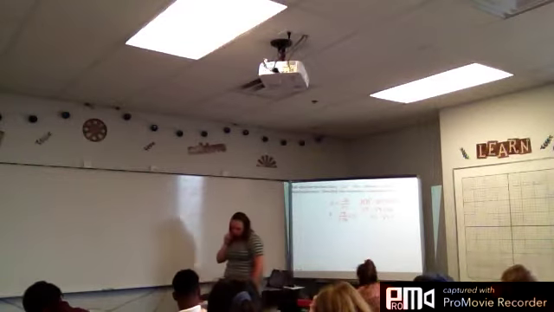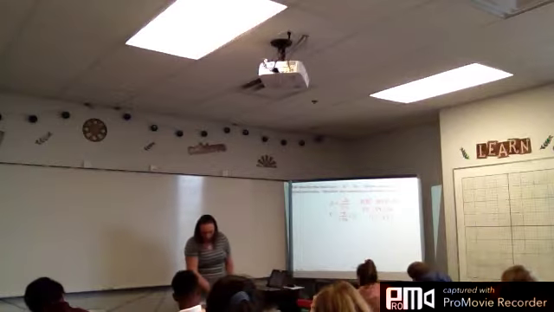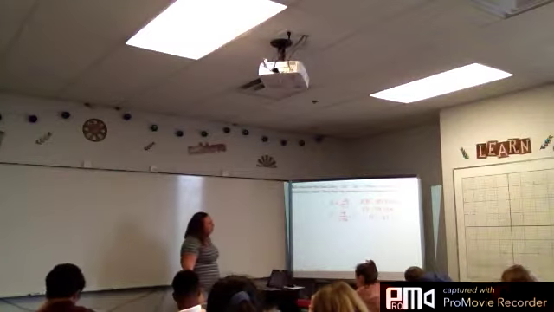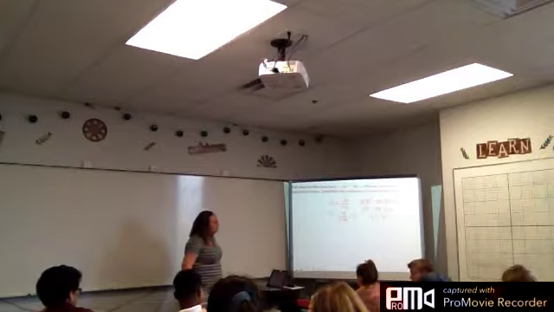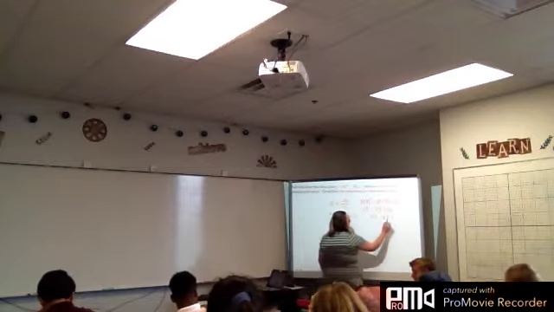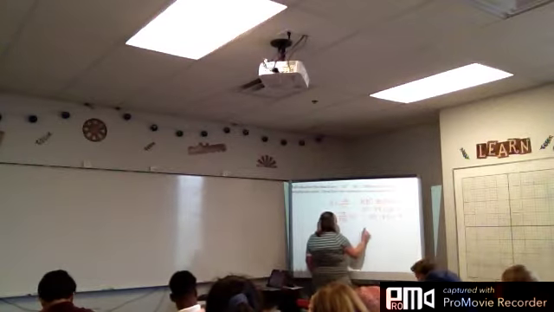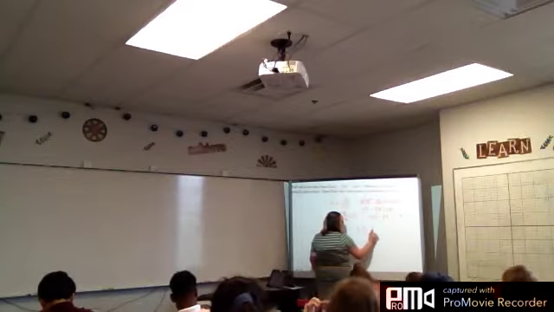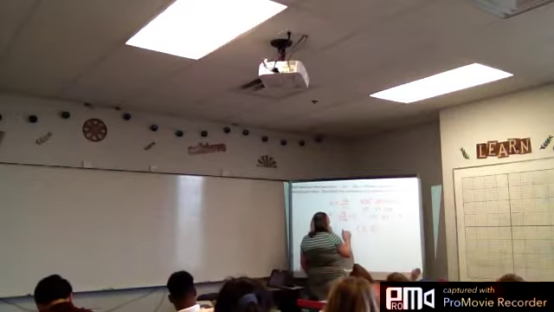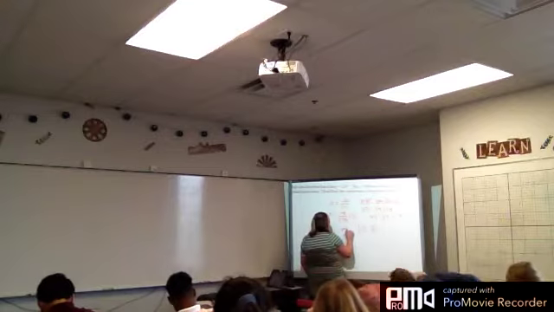Negative 7, because 7 and 7. So 3, negative 7 is my minimum value, right?